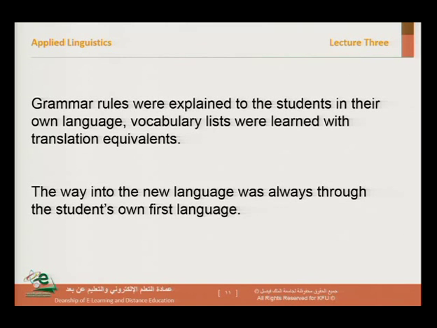Vocabulary lists also were translated. Everything was translated to the mother tongue of those learners. So the way into the new language was always through the students' own first language. In order for those students to learn English, I've got to teach them in Arabic, which means that I have to know it as an English teacher. Or as a teacher of English, I've got to know Arabic because I need to actually teach these students in their own language.